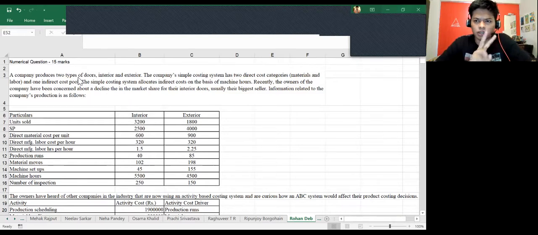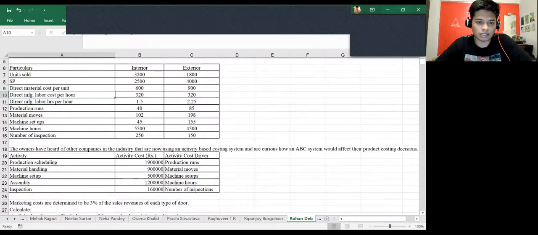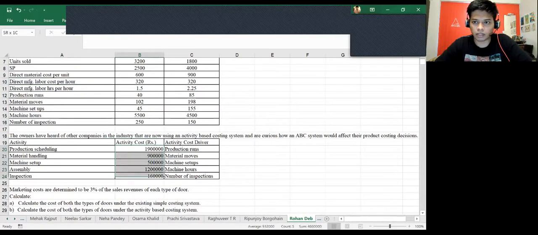Basically, there are two types of doors. The company makes two types of doors: interior doors and exterior doors. The direct labor and direct material were given, and the indirect cost pool was given. So this is the direct material, direct labor, and then these are the indirect costs which are given, and we have to allocate this one.